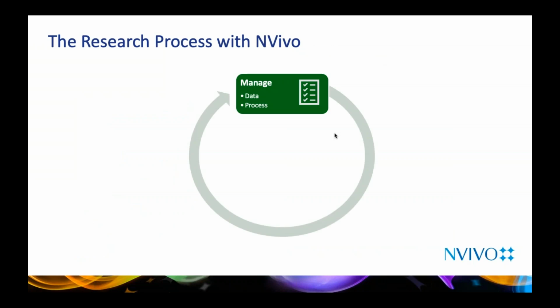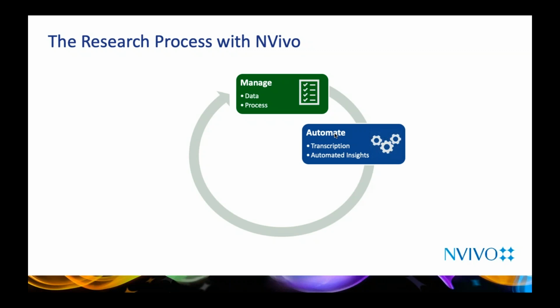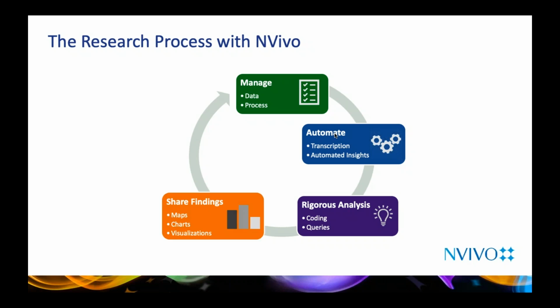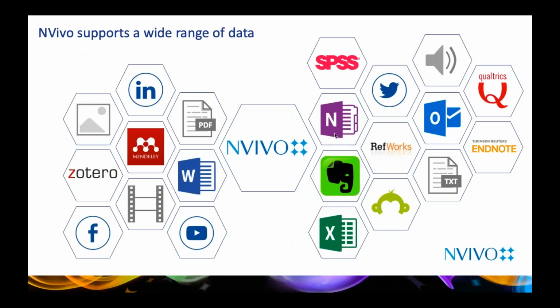So just a brief introduction to NVivo. NVivo can be used throughout the research process or evaluation process, including it can help manage your data, help automate some of your analyses, help promote a rigorous analysis, help you share your findings, and collaborate with others. You can use a wide range of data in the software, and that's one of the reasons why it's really cool to use for evaluation.